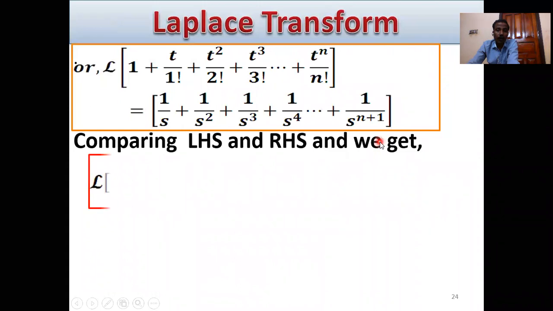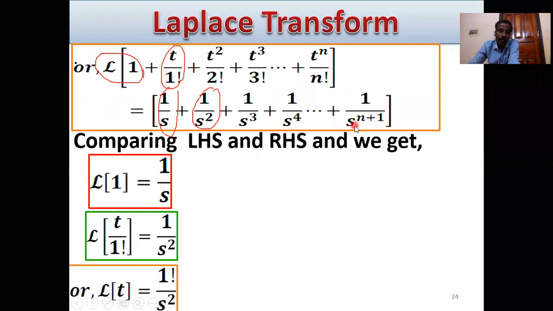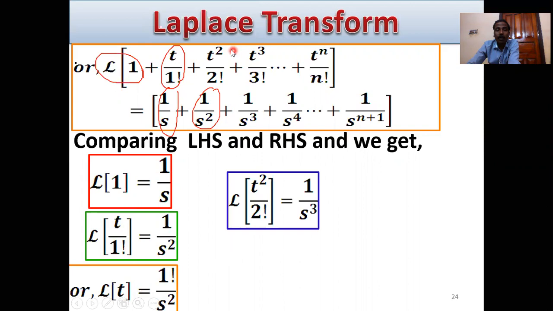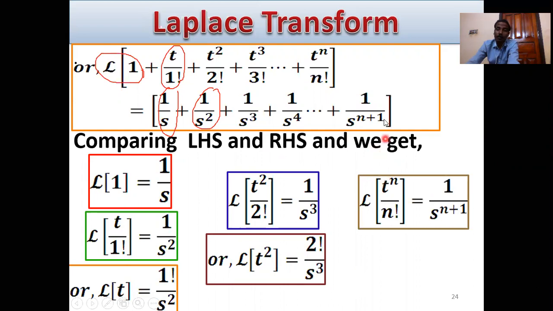So after comparing, the Laplace transform of 1 is already proved, equals 1 by s, the first term. Second term, the Laplace transform of t by factorial 1 equals 1 by s square. Third, the Laplace transform of t equals factorial 1 by s square. Next term, the Laplace transform of t square by factorial 2, the parabolic function, equals 1 by s cube, or the Laplace transform of t square equals factorial 2 by s cube, and the Laplace transform of t to the power n by factorial n equals 1 by s to the power n.